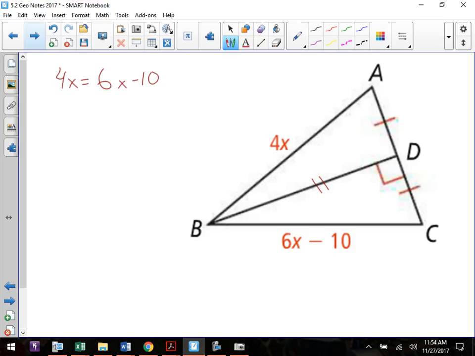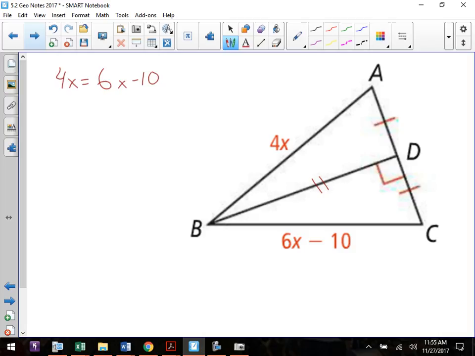Now, this is one of those where normally I would say pick on the little guy, and I would subtract the 4x, and then I'd have to add the 10. Sometimes people tend to freak out when they have a 0 on one side if they do that. So I'm just going to move the 6x. But remember, when you move the 6x, you're subtracting it.